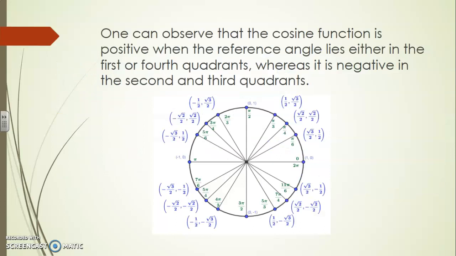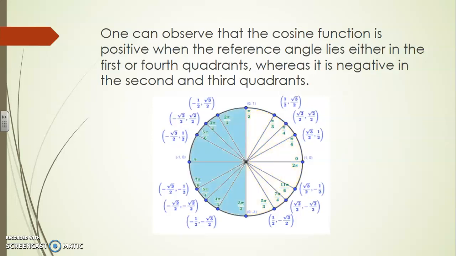One can observe that the cosine function is positive when the reference angle is either in the first or the fourth quadrants, whereas it is negative if we are located in the second and third quadrants.